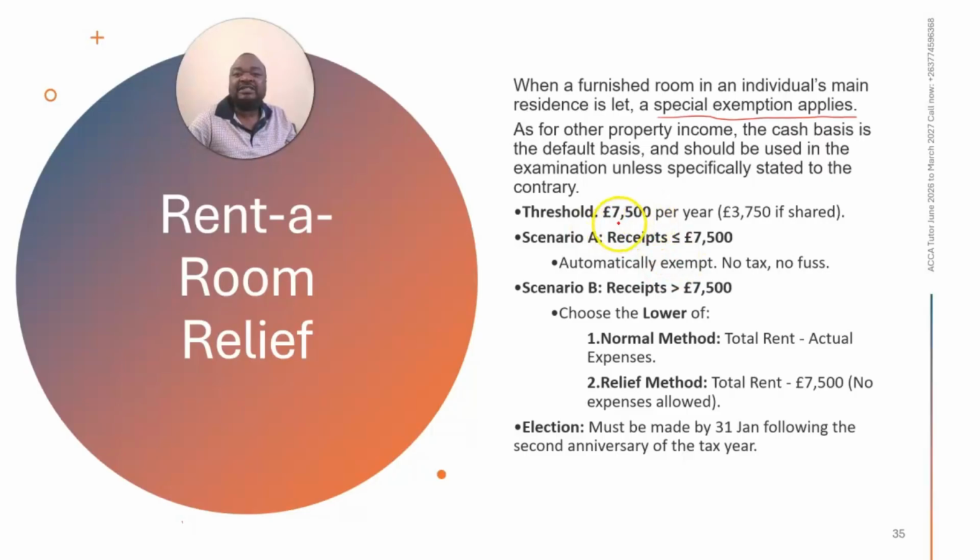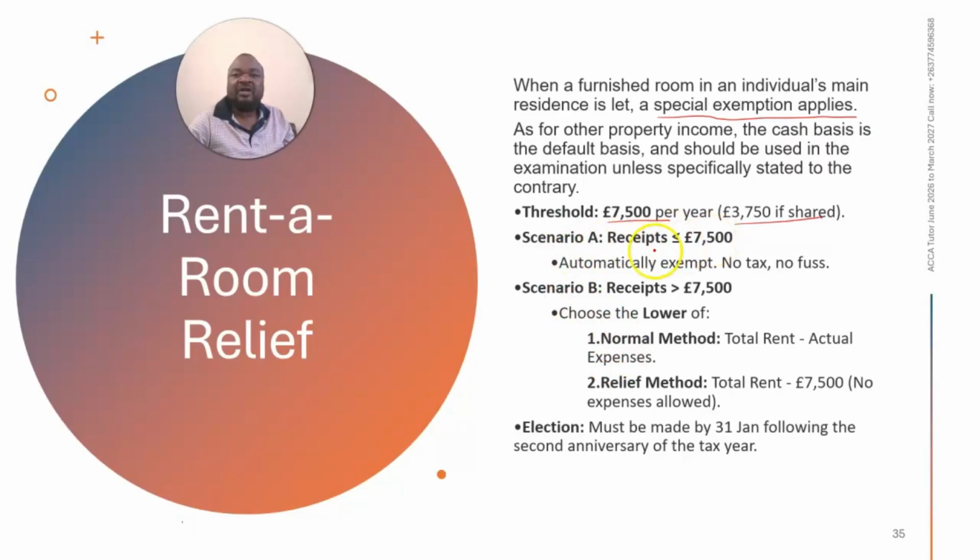The threshold is £7,500 per year. But if the property is shared, then you need to divide by 2. Suppose you have a partner and you are jointly owning the property, so you then have to share this exemption.